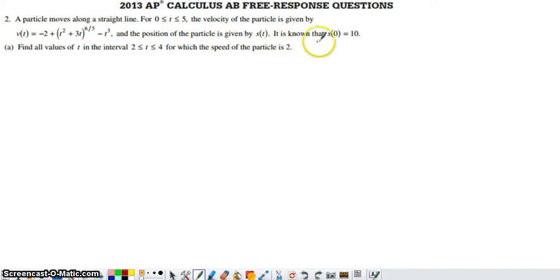We are told that at t equals 0 the position s is 10 units from a fixed point. Find all values t on the interval 2 to 4 for which the speed of the particle is 2.